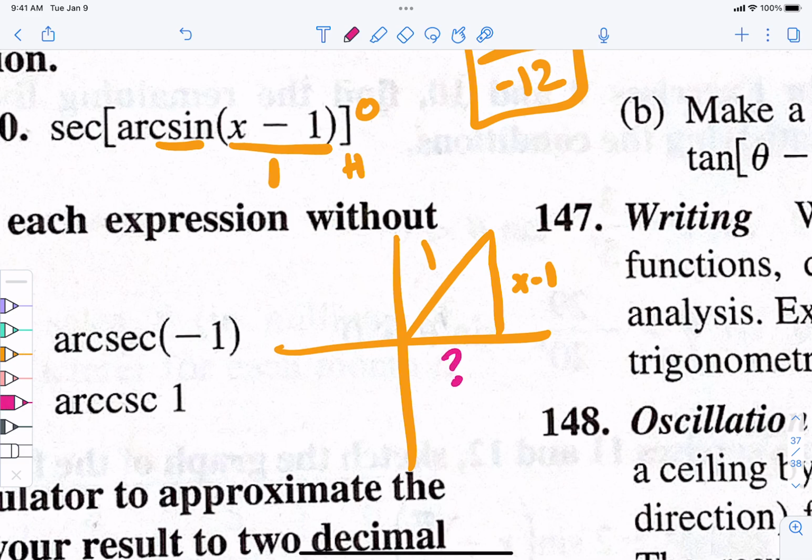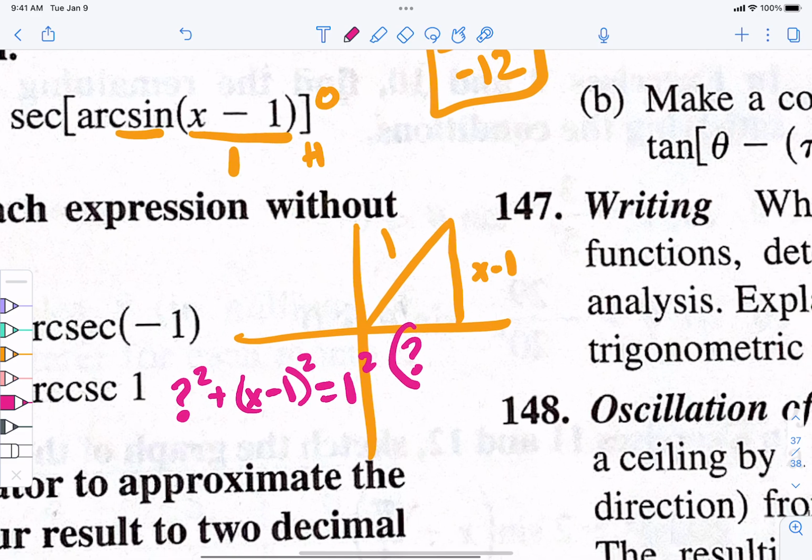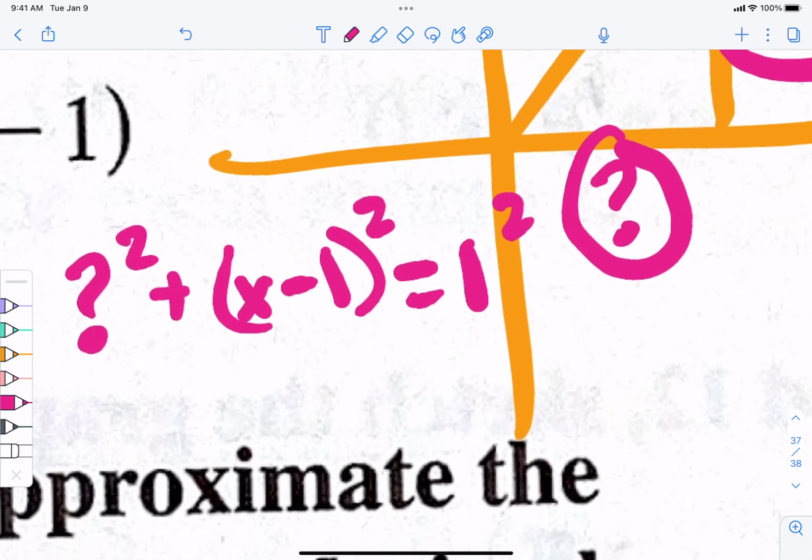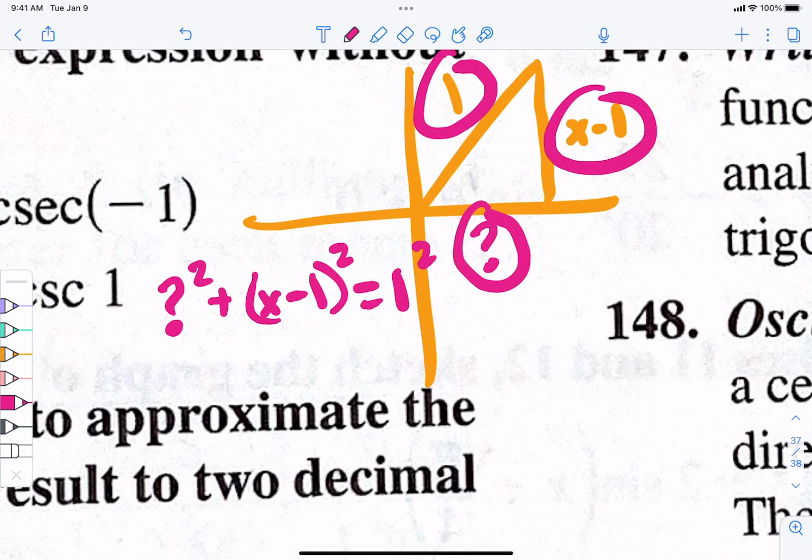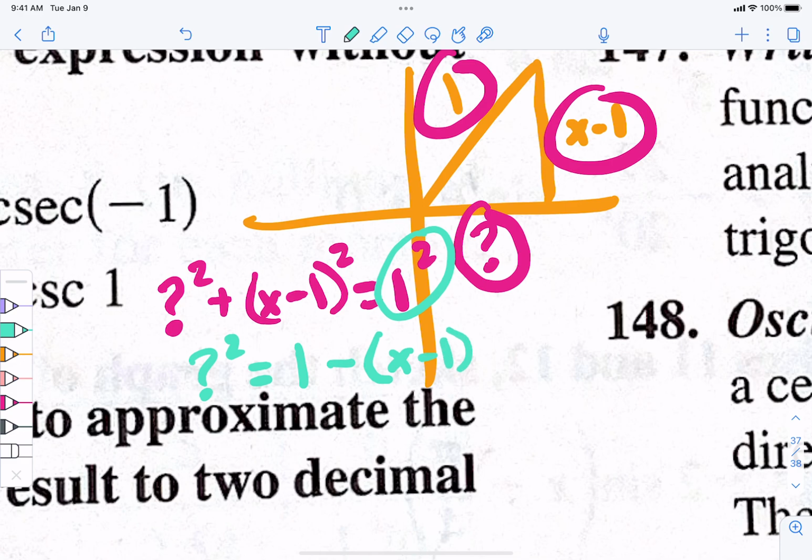So question mark squared plus x minus 1 squared equals 1 squared, by a squared plus b squared equals c squared. So we subtract that and take the square root. Question mark squared equals 1 squared, which is 1, minus x minus 1 squared. And then the square root of that.